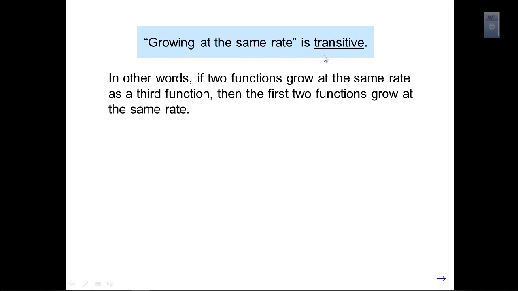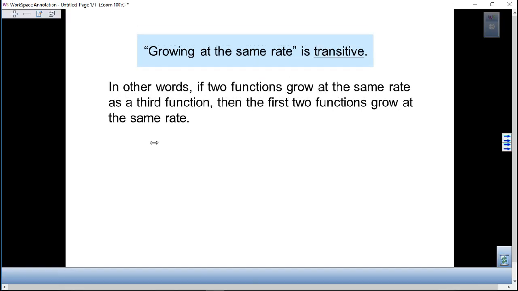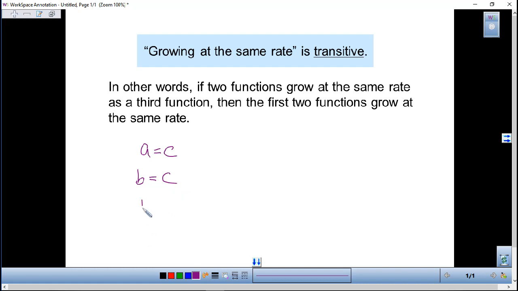Now, growing at the same rate is transitive. In other words, if two functions grow at the same rate as a third function, then the first two functions grow at the same rate. So if A equals C and B equals C, then A equals B. That's what we're talking about. So if two functions grow at the same rate as a third function, then the first two functions grow at the same rate.